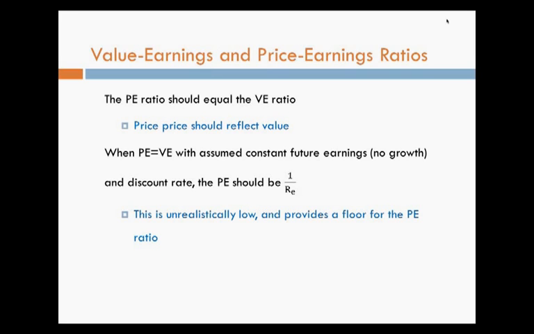And with that, I think the book goes through this derivation. We won't. In that situation where PE is equal to VE, the PE will be equal to 1 over the required rate of return. So essentially it's saying you're not expecting non-economic income in the future. You're not expecting residual income in the future beyond what the market already says. This is a relatively low PE. This is the lowest PE that's reasonable. So if your PE is trading there, you should have an expectation it should rise from there.